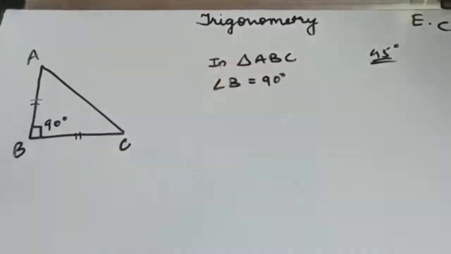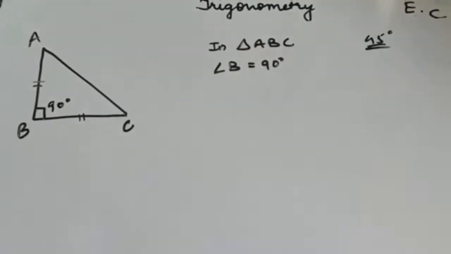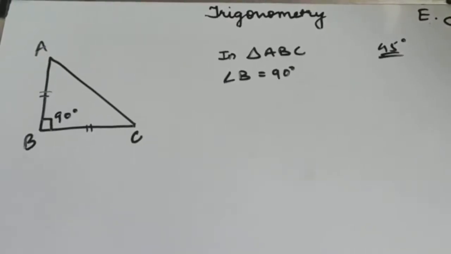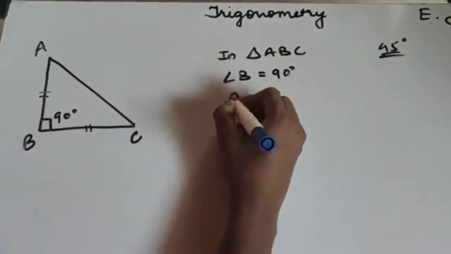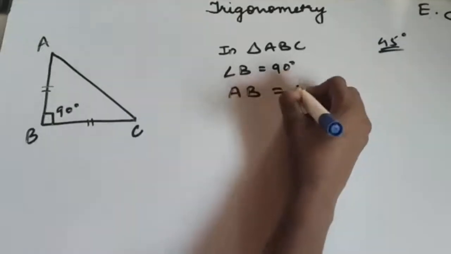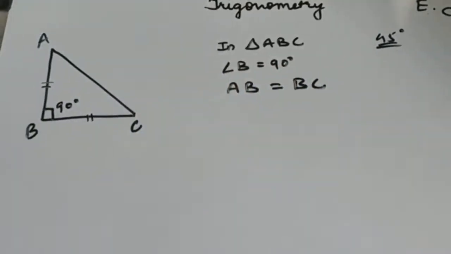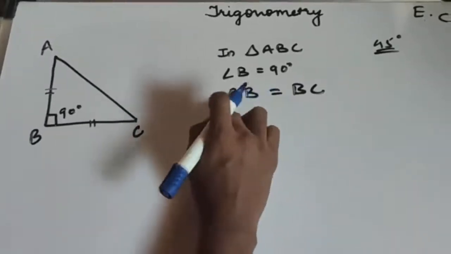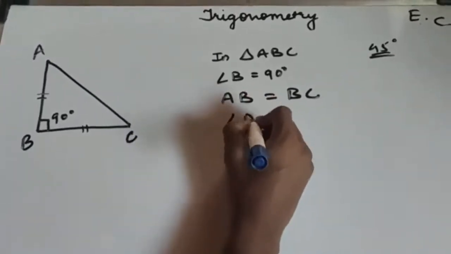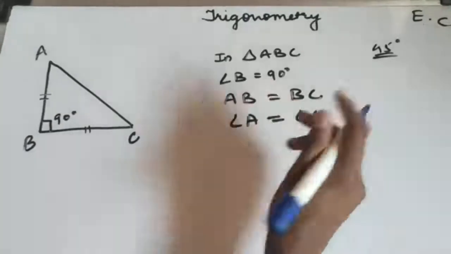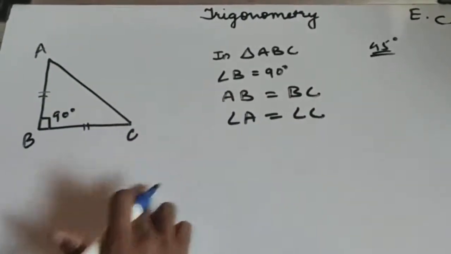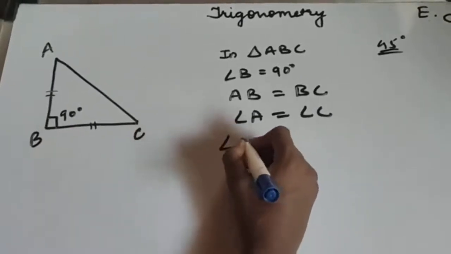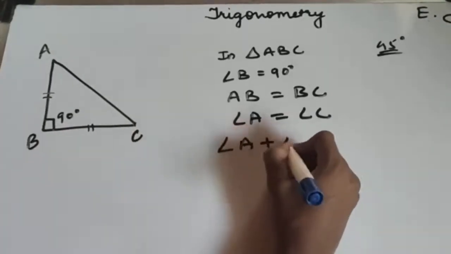So in this triangle ABC with angle B 90 degree, we have two sides, AB is equal to BC. Side AB is equal to side BC. What does that mean? That means angle A will be equal to angle C. Any doubts? Okay.